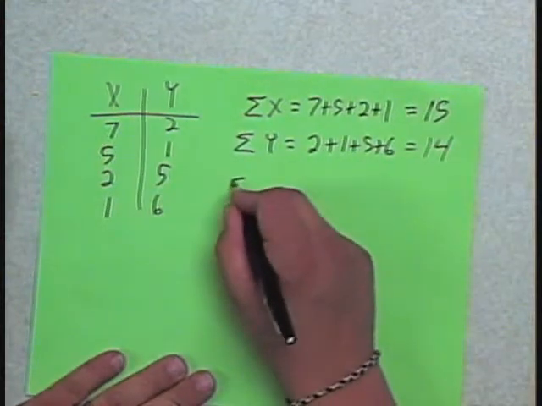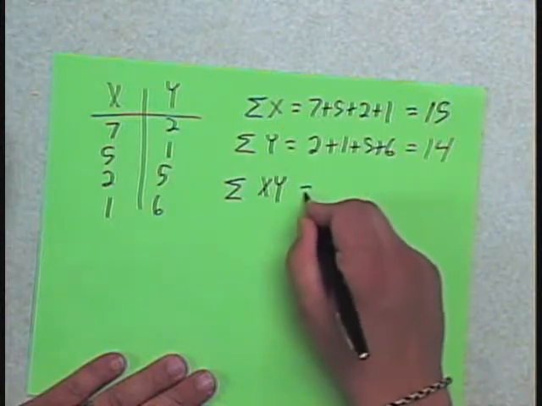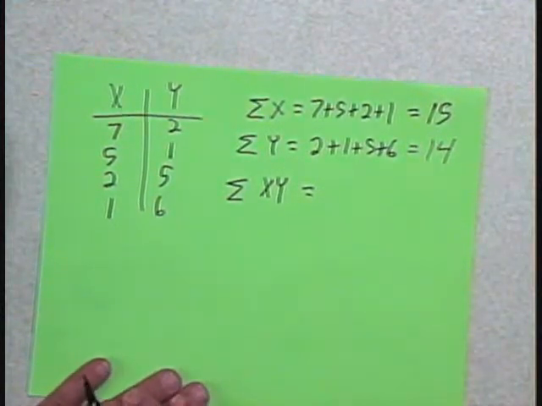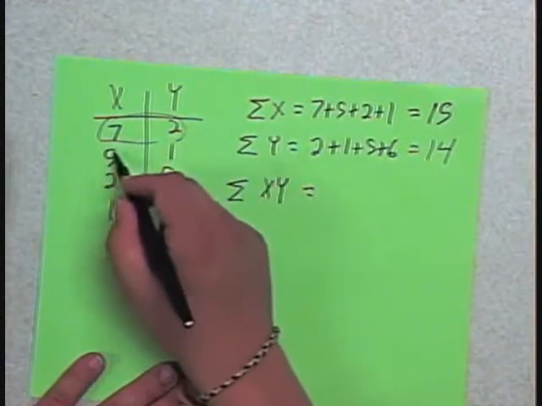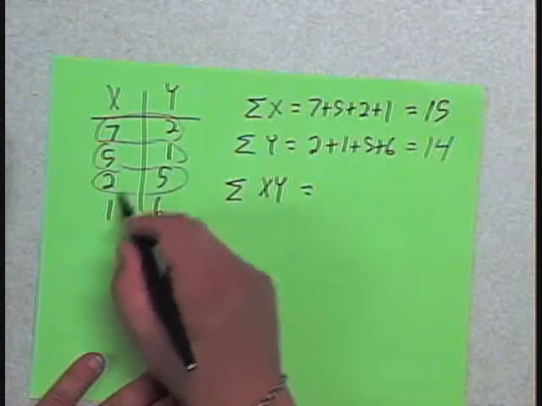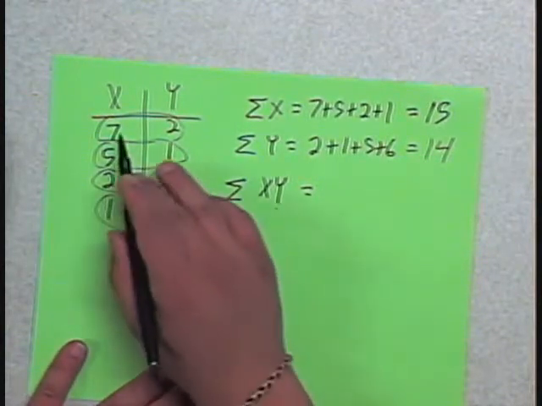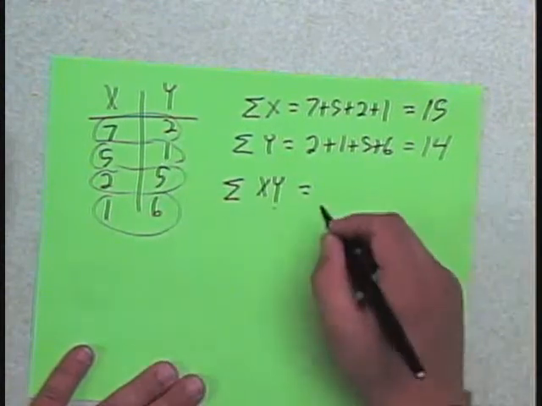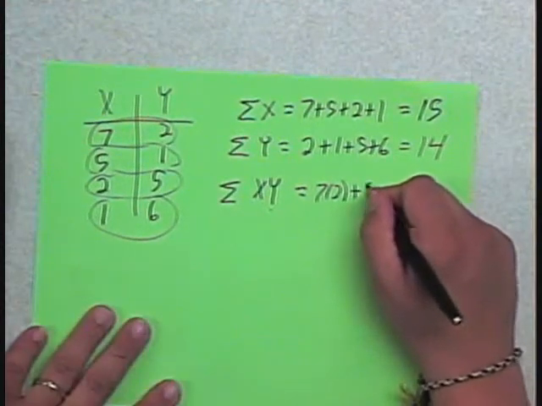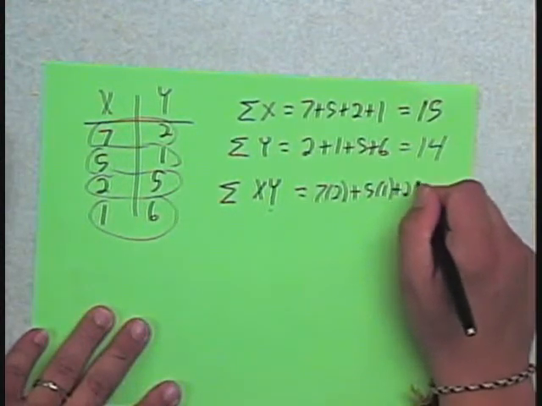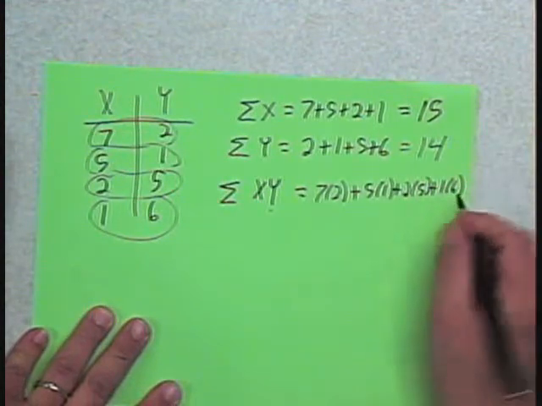But here's a new calculation we haven't talked about yet. It's the sum of x times y. And what it means here is these are ordered pairs. These two numbers go together, these go together, these go together, these go together. So if I have x times y, what I mean is I multiply the x and the y coordinate together, like that. 7 times 2. And then I have 5 times 1. 2 times 5. 1 times 6.